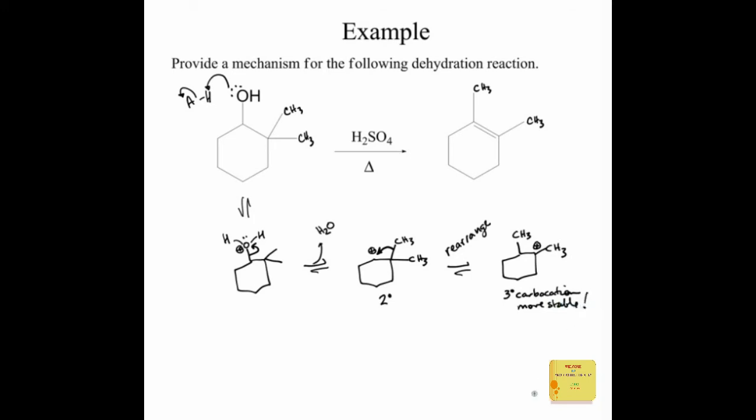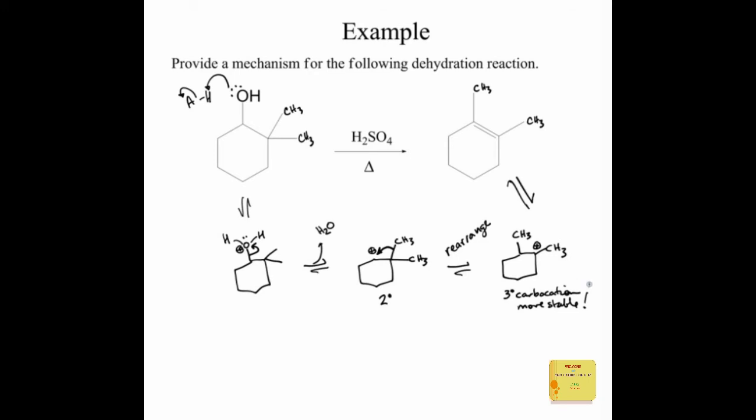So we always want to be on the lookout for any mechanism involving a carbocation. We want to be on the lookout for rearrangements, because if it can find a way to stabilize, it will. Okay, how do we get to our alkene? How do we do our last step here? We need to form the double bond, so now we need to deprotonate.